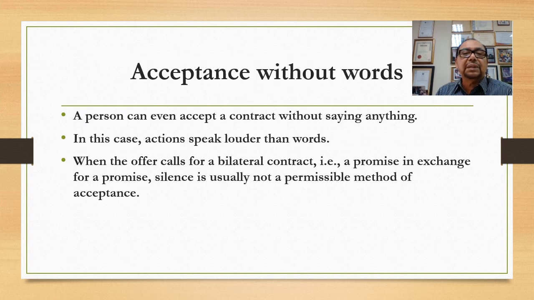Acceptance without words. A person can even accept a contract without saying anything. As I said just now, if you nod your head in front of your friend, it can be said that you accepted already. In this case, actions speak louder than words. So even if you don't speak, but you give a nod, it's already accepted. When the offer calls for a bilateral contract, for example a promise in exchange for a promise, silence is usually not permissible as a method of acceptance. I gave a good example last class. Say that in those days in India, when a boy and girl wanted to marry, the parents of the boy would go to the girl's house and ask the parents of the girl whether their daughter would like to marry their son.